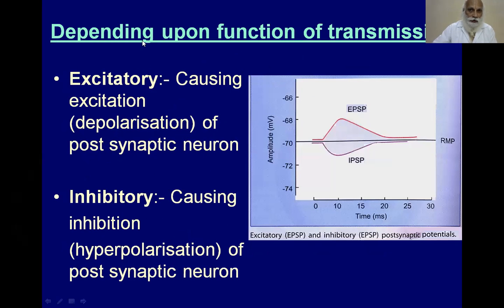Now, you can also classify according to the type of transmission. It could be excitatory or inhibitory. If it produces an excitatory postsynaptic potential, that is a depolarization change, then it will be an excitatory synapse. And if it causes hyperpolarization of the postsynaptic neuron, then you call it the inhibitory postsynaptic potential, which is a hyperpolarizing potential.